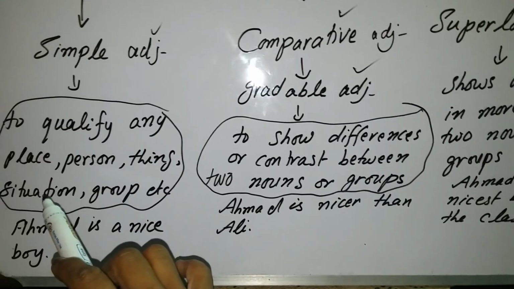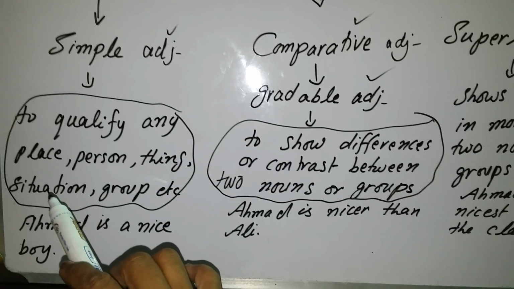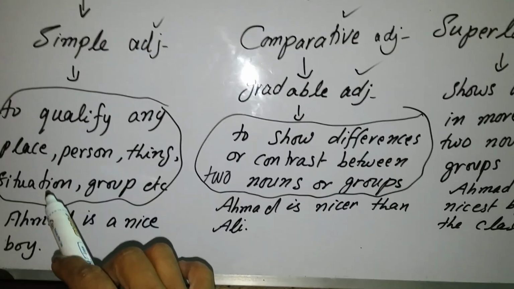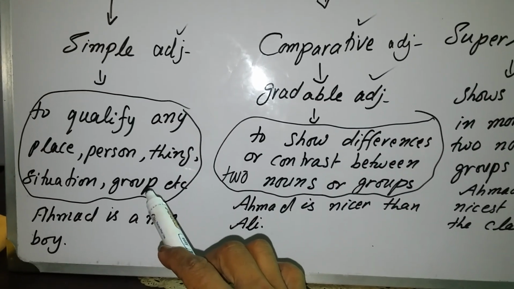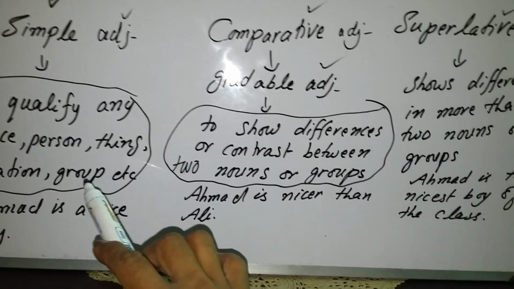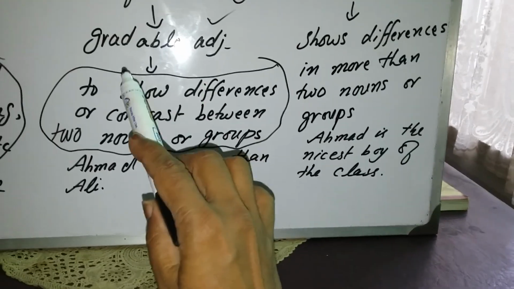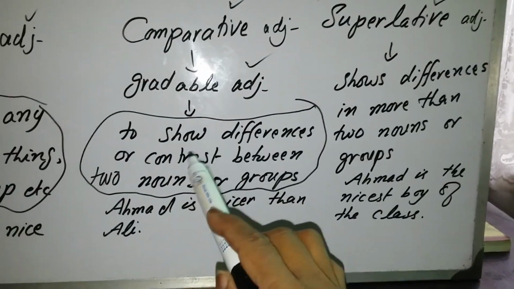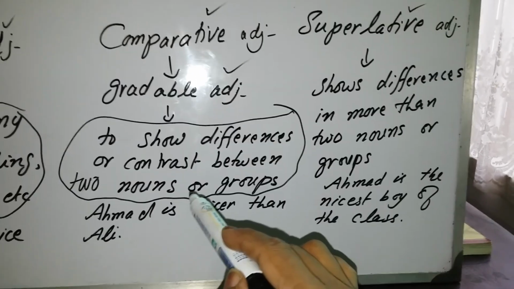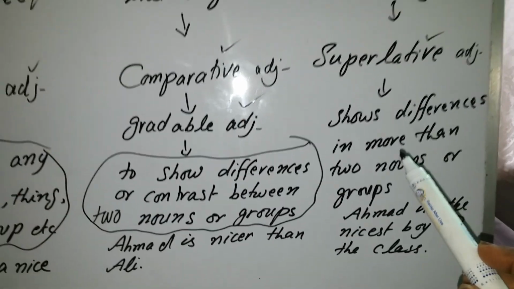Or we are living in a more difficult situation than before. This is a bigger crowd than that crowd of people. So in this way, we have used comparative or gradable adjectives for comparing or showing differences and contrast between the two nouns or groups. Okay, now come towards the superlative adjective.